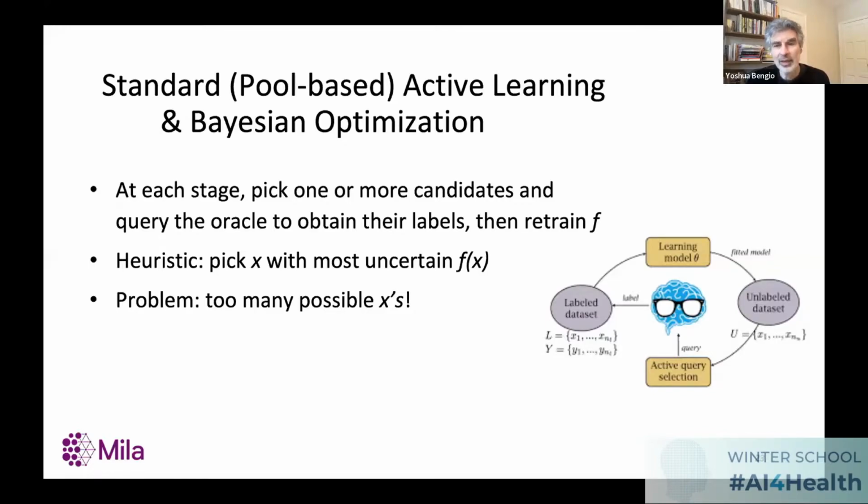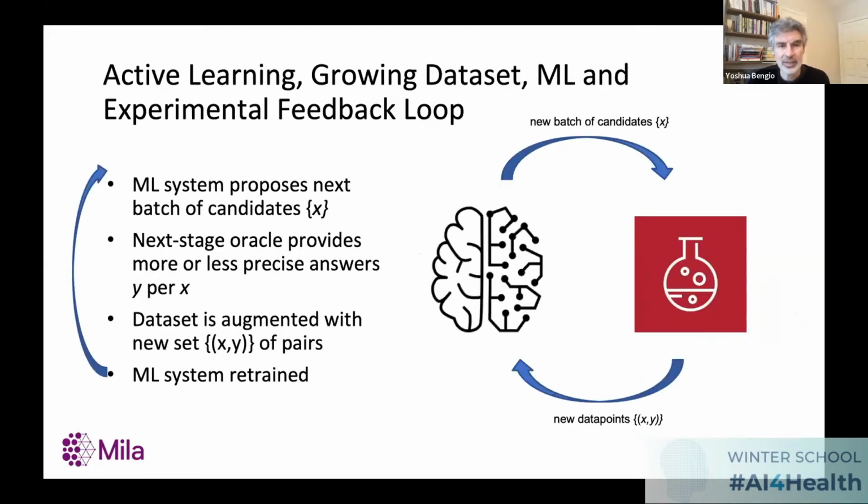The problem with that setup is the list that I really care about is 10 to the 60 things. I can't even compute 10 to the 60 things, even if each of these things was very cheap. So we need to add this generator, this policy that's going to propose things, right? So that's where we're going to depart from classical active learning.